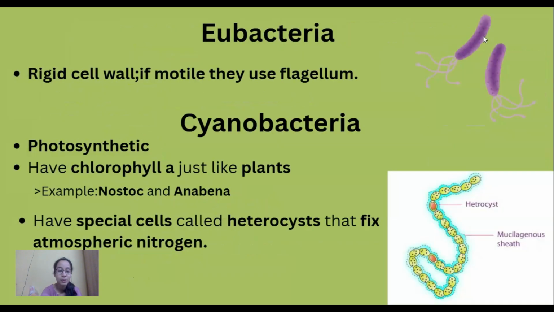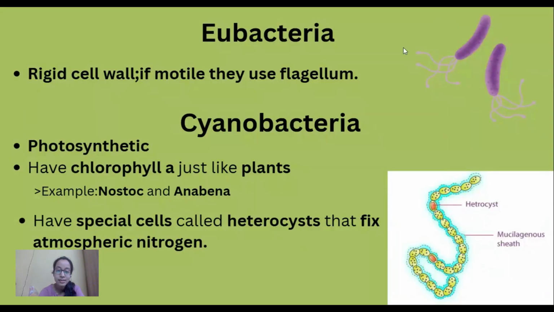Next, Eubacteria. Eubacteria is also called true bacteria. They have a rigid cell wall, and if they are motile, they use a flagellum. In this diagram, we can see that there is a flagellum present that helps in the movement of the bacteria. Right?